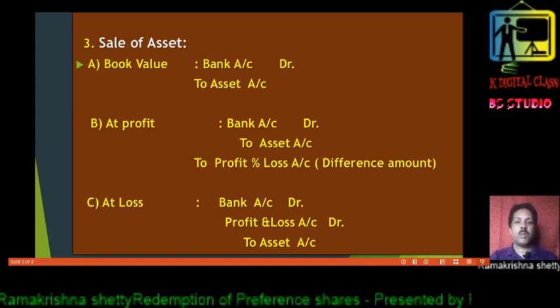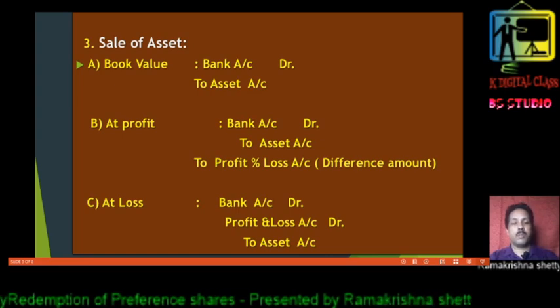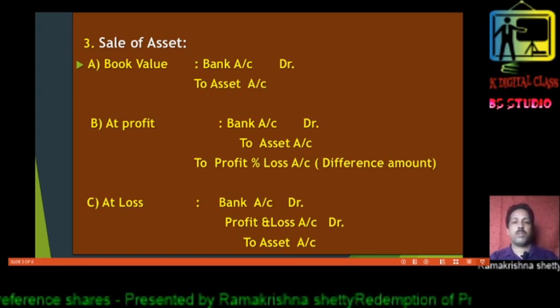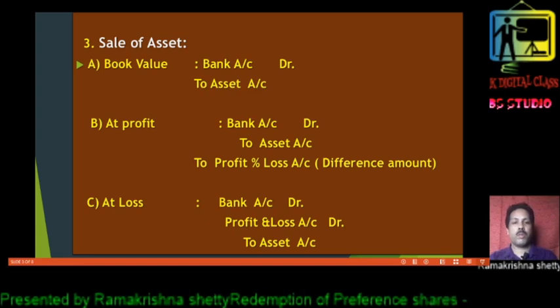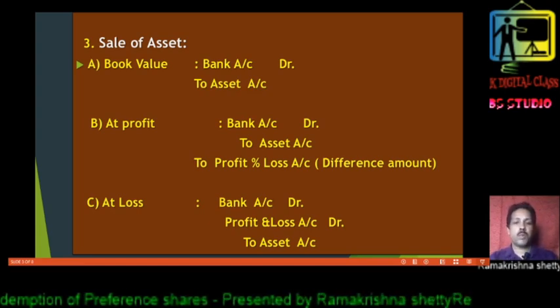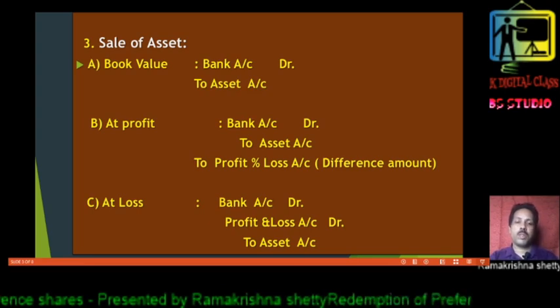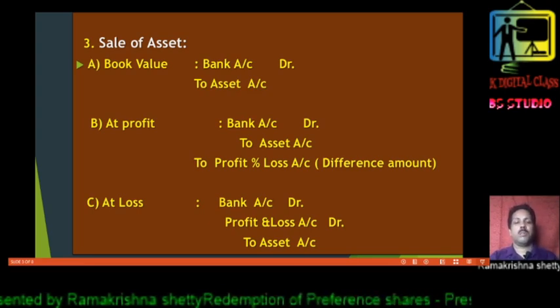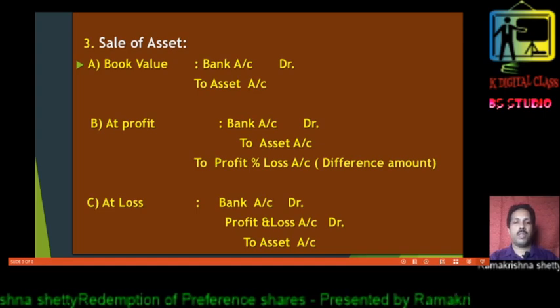These entries do not have a direct effect, but the profit or loss has an effect on the profit and loss account. In case assets are sold at profit, it increases the profit, and if sold at loss, it reduces the balance in the profit and loss account.